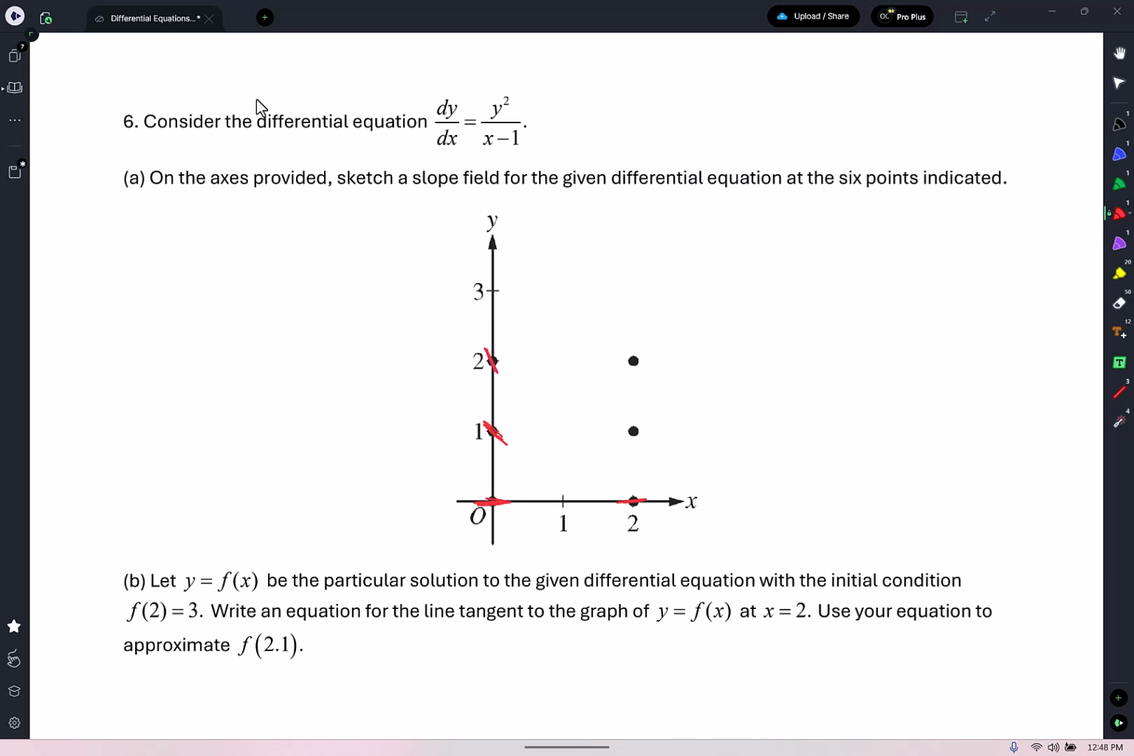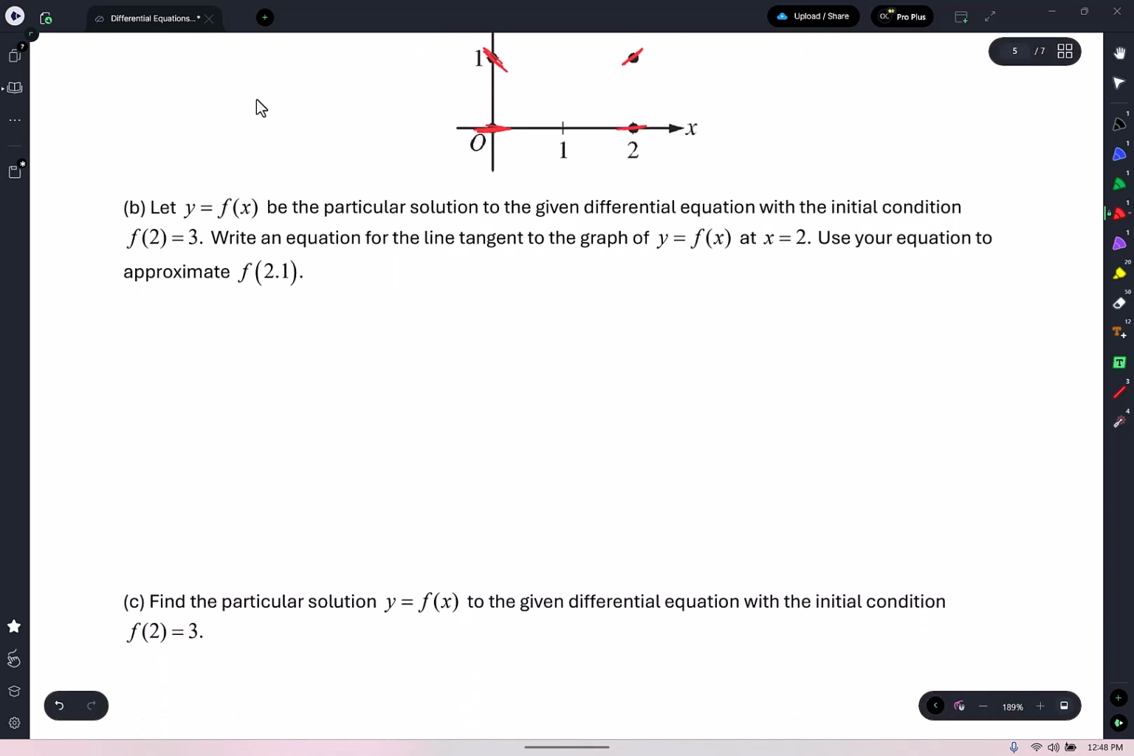Steeper in the negative direction. And then 2, 1, same thing, guys. Plug in a 1 there. 1 squared, 2 minus 1 is 1. So 1 divided by 1 is 1. So slope of 1. And then at 2, 2 squared is 4. 2 minus 1 is 1. So slope of 4. Just make it steep. And there it is. Hopefully that made sense.